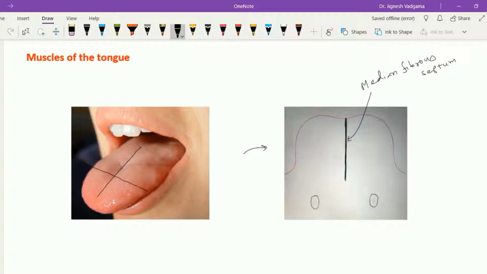Extrinsic group of muscles are those muscles which get origin from outside the tongue and are inserted inside the tongue, and they are responsible for the alteration of the position of the tongue. While the intrinsic group of muscles are those muscles which get origin within the tongue and are inserted also within the tongue. And this group of muscles is responsible for alteration in the shape of the tongue.